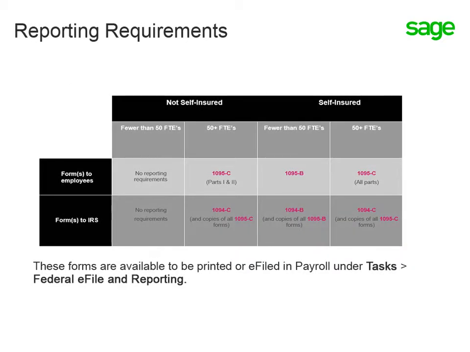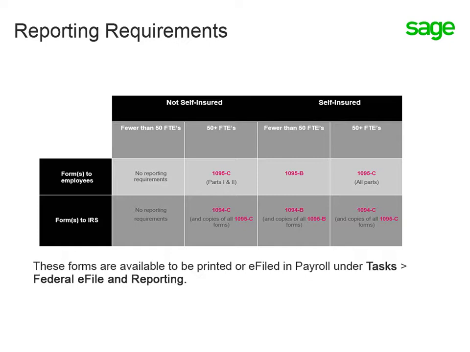This chart provides, at a glance, the Affordable Care Act forms and information that must be provided to employees and the IRS at the end of the year. The number of full-time equivalent employees employed at your business and the type of health care plan you have offered to them will determine what forms you are required to submit and what information or sections you are required to complete on them. All of the forms listed above are available to be printed and/or e-filed in payroll under Tasks, Federal e-File and Reporting.